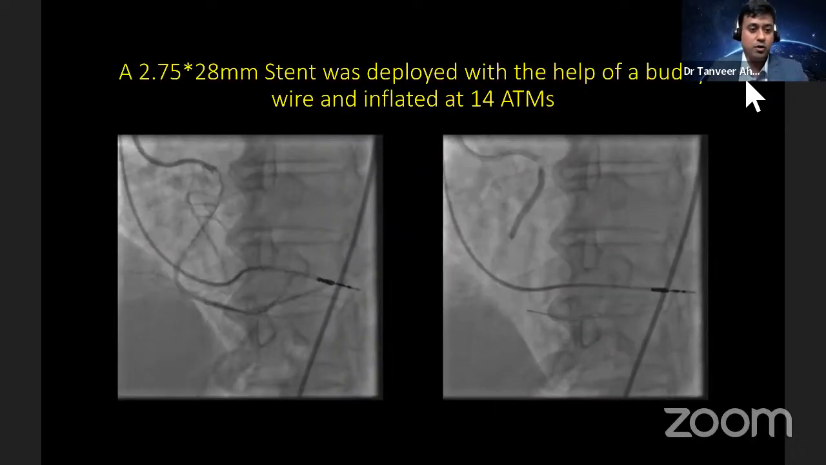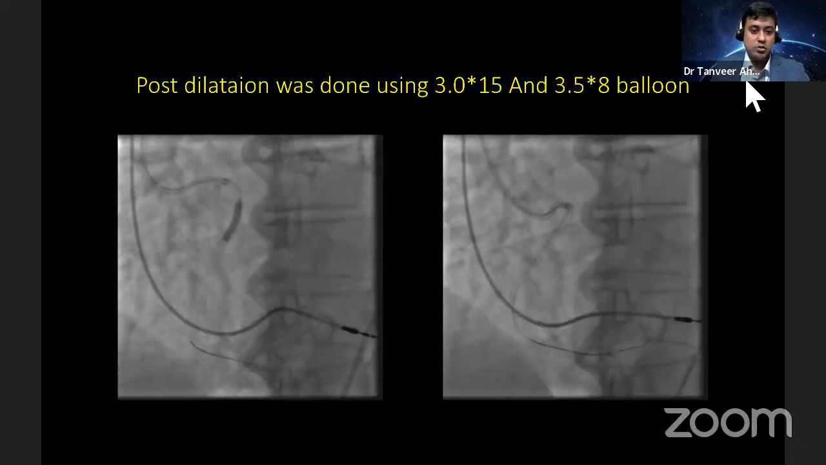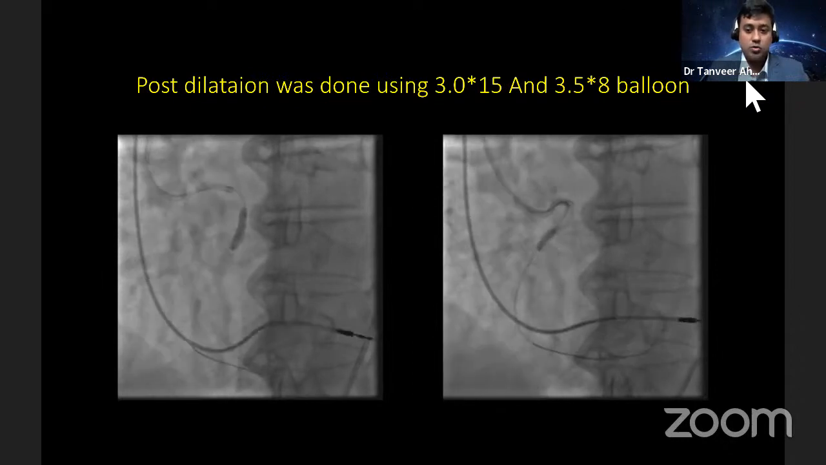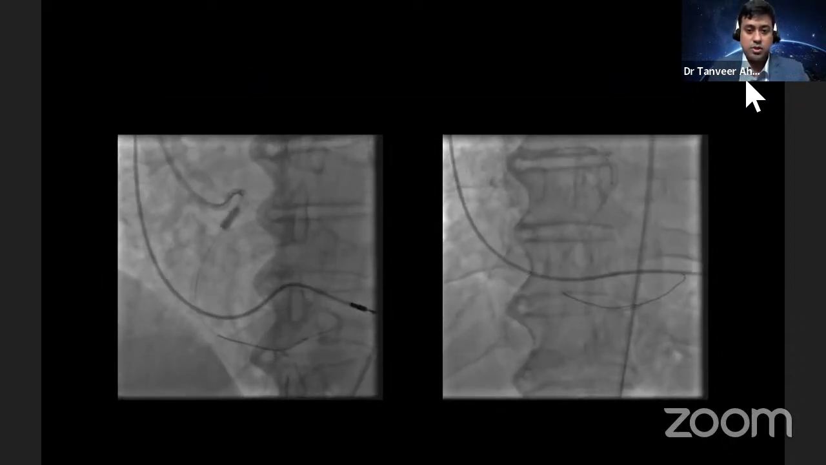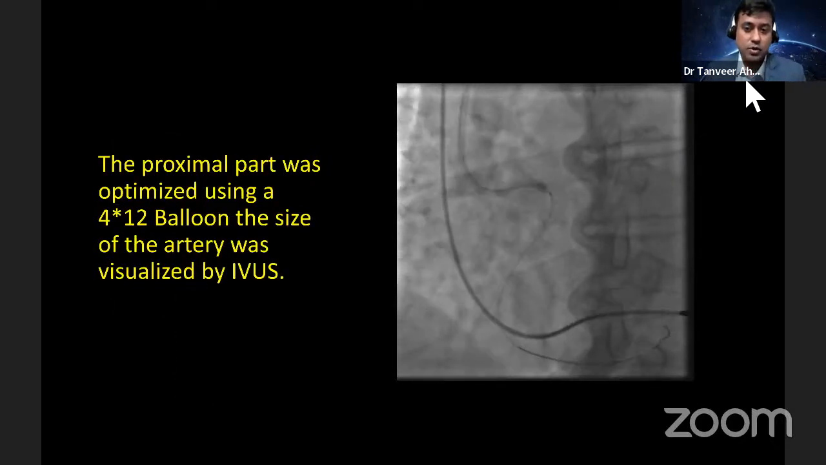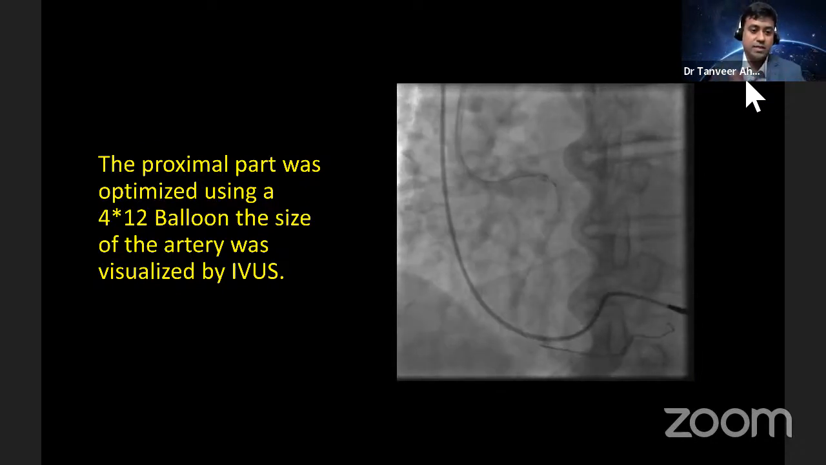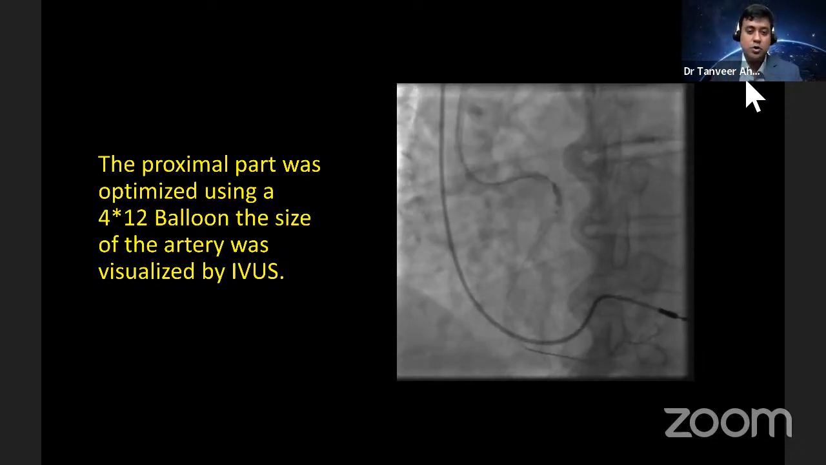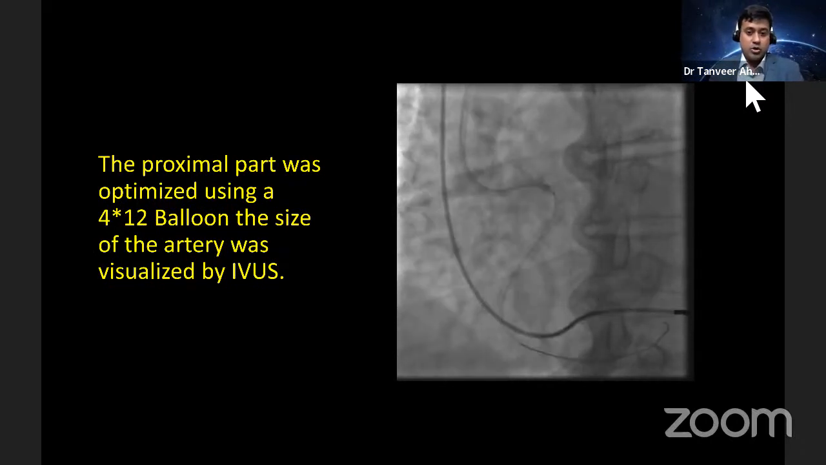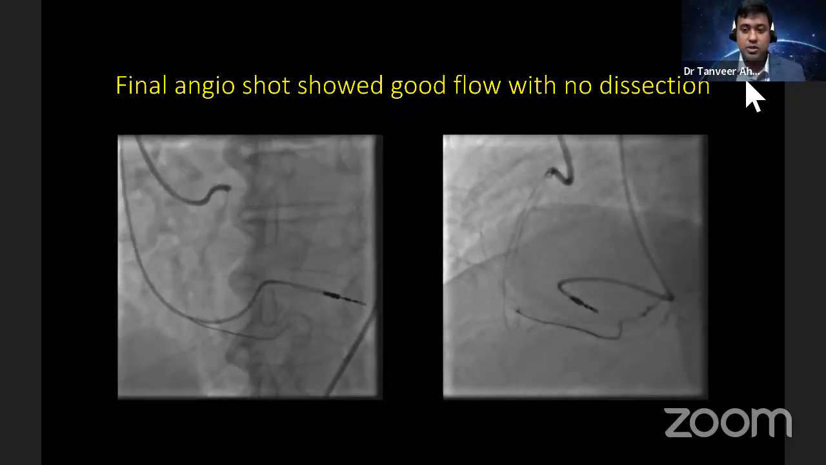So we went for buddy wire support, took a stent and then inflated it. Angiographically, the postdilatation using a 3.5 balloon looked quite good, and as you can see, we used a shorter balloon. And we used a 4.0 balloon because in the initial pictures where we took the IVUS, it got stuck at the midpoint, and we could see the vessel diameter was near 4. So we used the 4.0 balloon to optimize the proximal part of the RCA. So this was the angiographic view in the RCA. We are happy with the RCA.